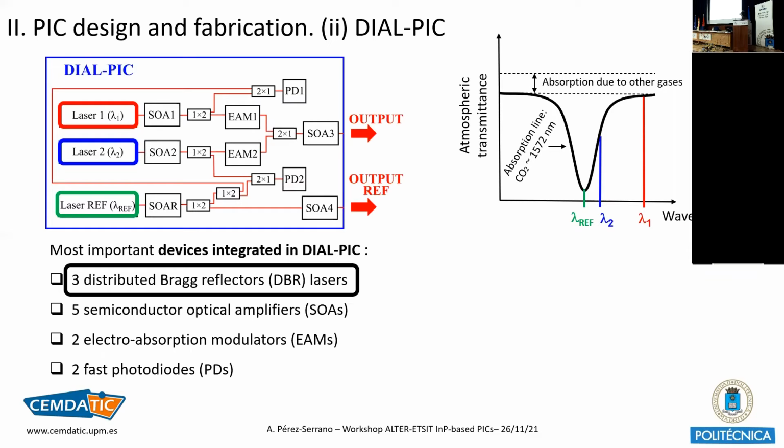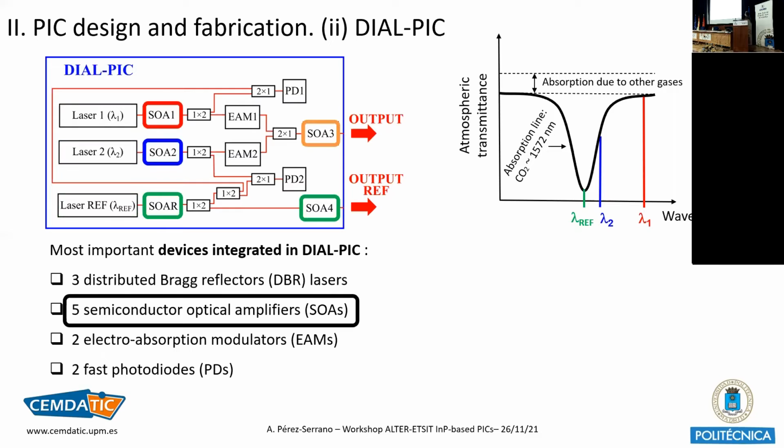The difference between reference lambda and lambda 2 should be around 300 or a few hundred megahertz, while the difference between the reference and lambda 1 should be 10 gigahertz.